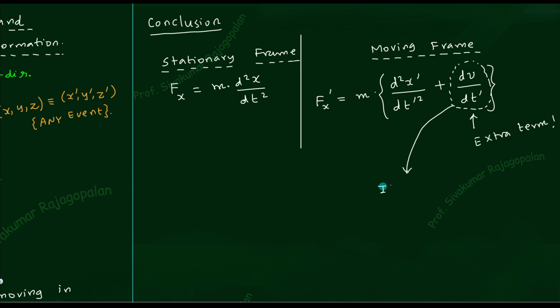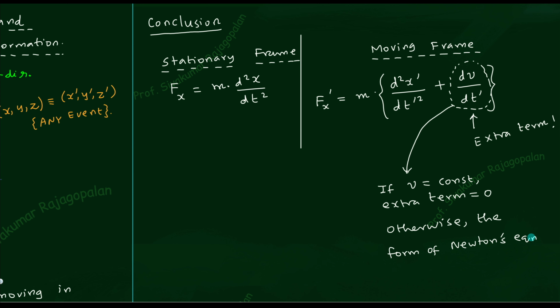So now we are going to make some conclusion. You have to be careful here. If v happens to be a constant, for example, that is a condition C, then the extra term will go to 0 because of the time derivative. You see, dv by dt prime, right? If v is a constant, the derivative of the constant will be 0. Otherwise, we cannot have the invariance, or we say that the form invariance is lost. That is, the appearance of Newton's equation is lost. So this is a very important conclusion, and we are going to give some terminology.